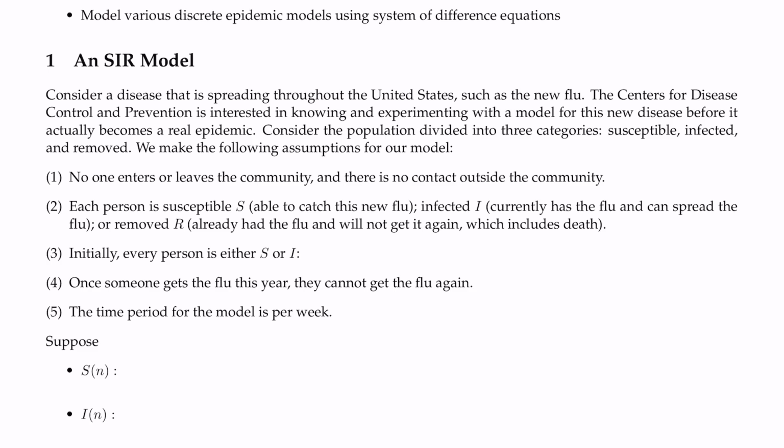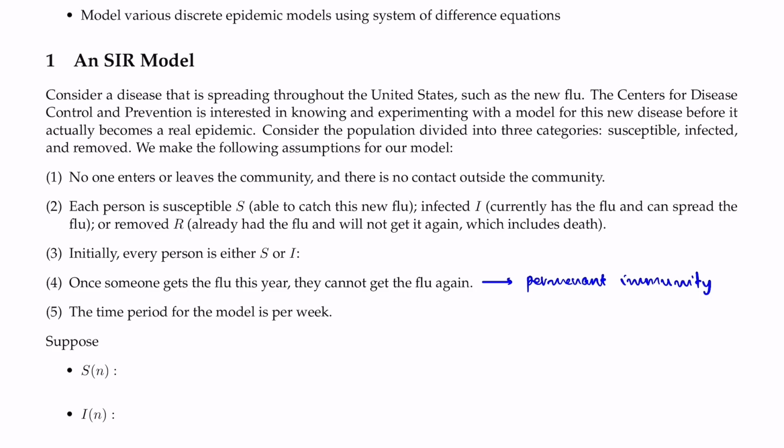So if a person is susceptible, they are able to catch this new flu. Infected means the person currently has the flu and can spread the flu to other people in the susceptible compartment. Removed or recovered means the person already had the flu and will not get it again, which includes death. Initially, every person is either S or I. Once someone gets the flu this year, they cannot get the flu again. So you have a permanent immunity. The time period for the model is per week.